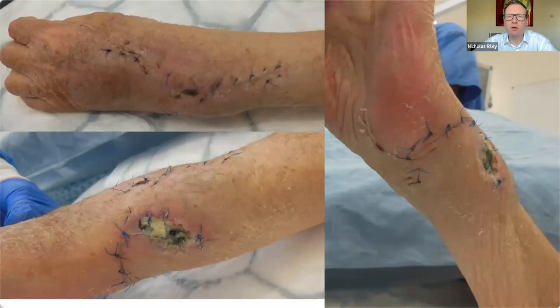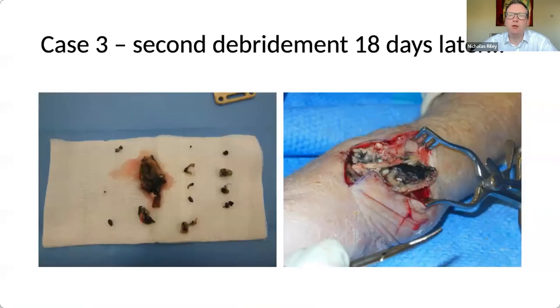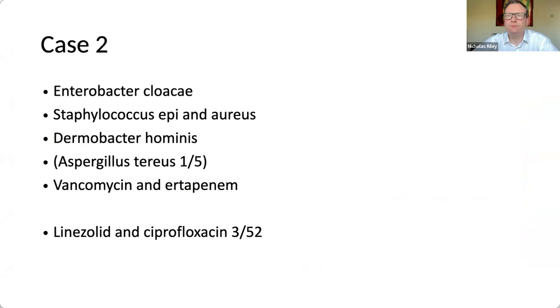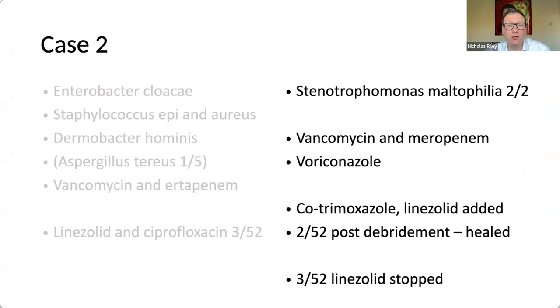And at this point, I had to accept that maybe I hadn't done a debridement that was good enough. So she went back to theatre, and unfortunately, I'd missed an area of pyrocarbon deposition that was travelling up her extensor carpi ulnaris. So following a second debridement, we sent more samples. This is what we grew the first time. This is what we've now grown again. So it's at this point where it's really important that the relationship with the microbiologist is robust.